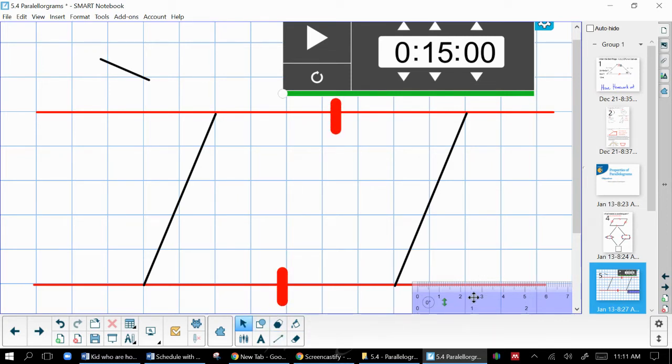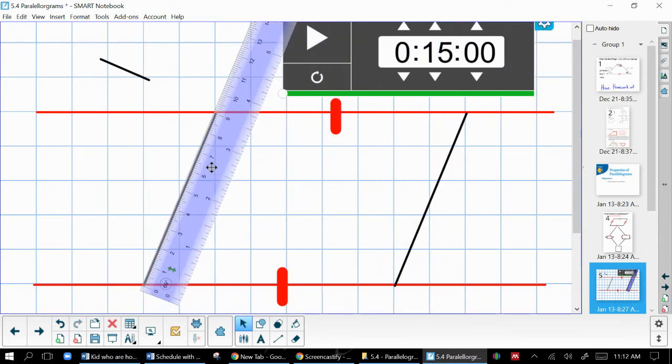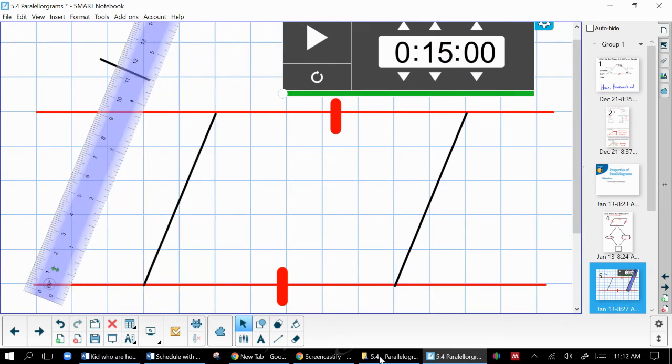And if you use a ruler or something like that, you can also measure these sides and see, okay, well, that one's almost exactly at 9, and that one also at 9. So these sides are congruent as well.